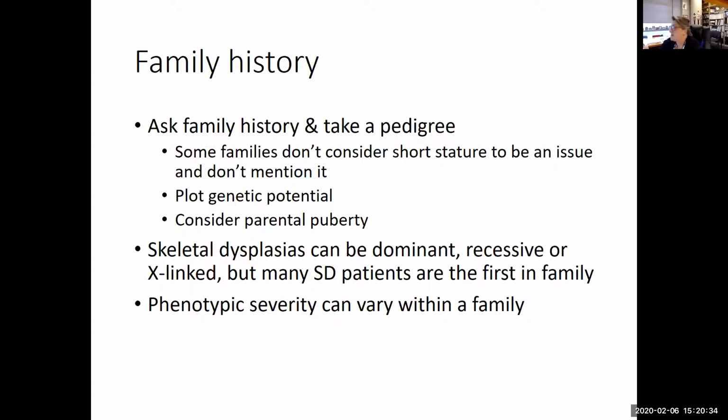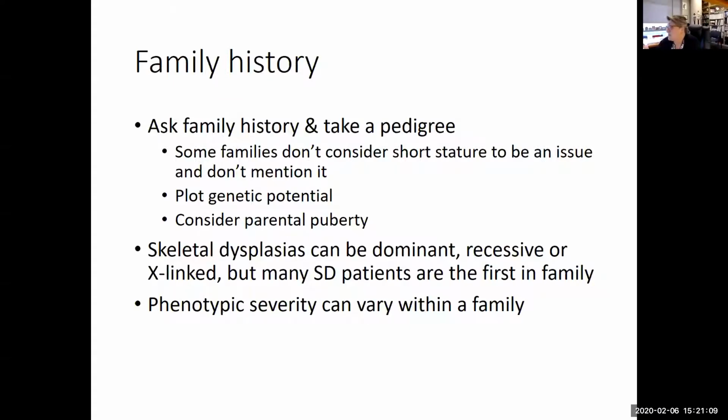Family history, many of us have probably learned this the hard way in clinic, but asking the family history and taking the pedigree is very important, and just flat out asking how tall is everyone as you're collecting information about the family, because sometimes families don't consider the short stature to be any sort of an issue and don't mention it. It's a really obvious point that if everybody in the family had happened to be at the appointment, we might have gotten to that point a little bit quicker. Plotting genetic potential, and also asking questions about parental puberty and how those evolved for those individuals.